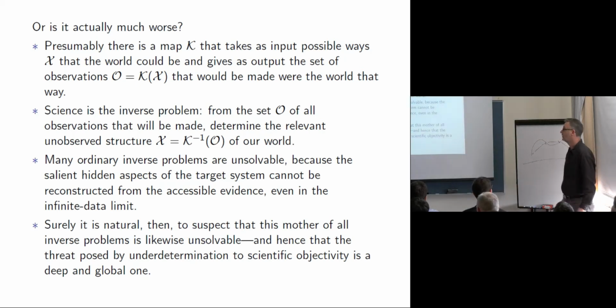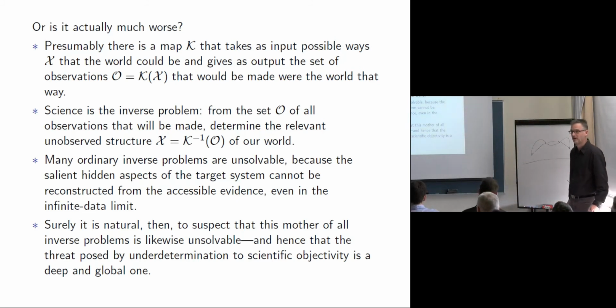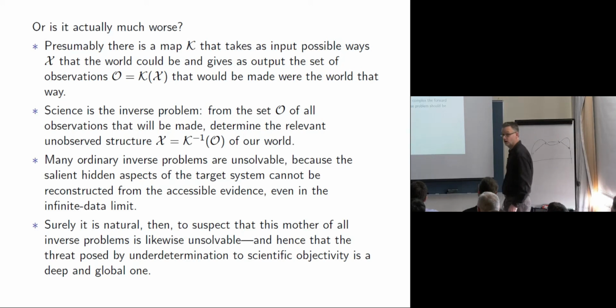And a good sign that an inverse problem isn't solvable is if the direct problem is nonlinear or complicated in some way. And this looks like an extremely complicated direct problem. So I claim we should expect the inverse problem to be unsolvable. And so, thinking of science as a grand inverse problem, we should expect it to be unsolvable. And hence, we should think that there is here a real threat to objectivity.